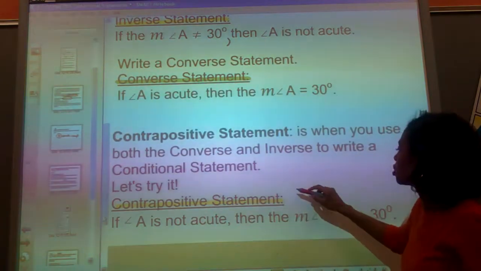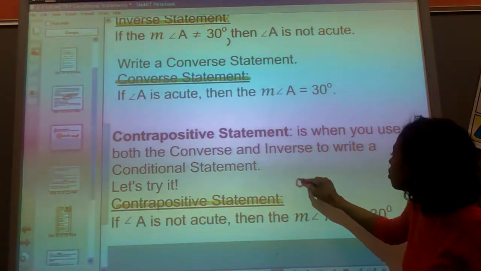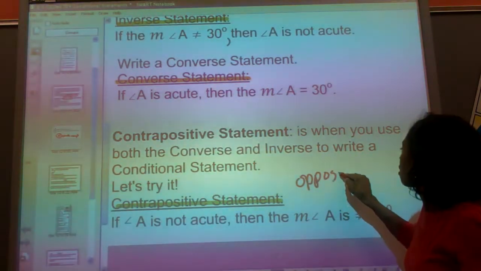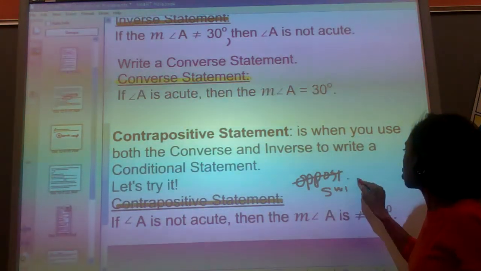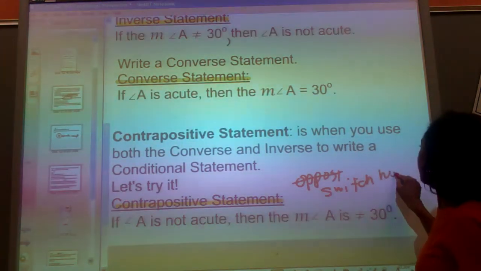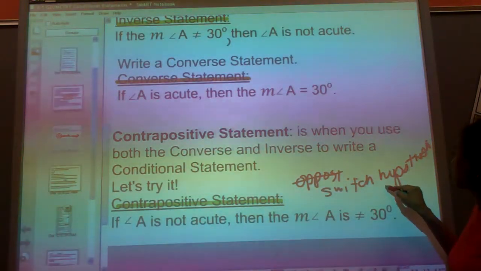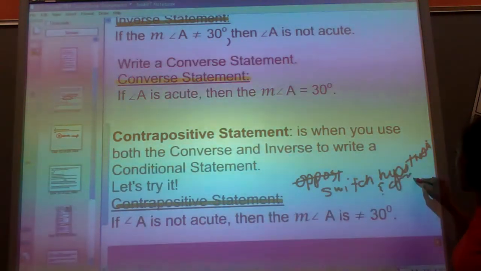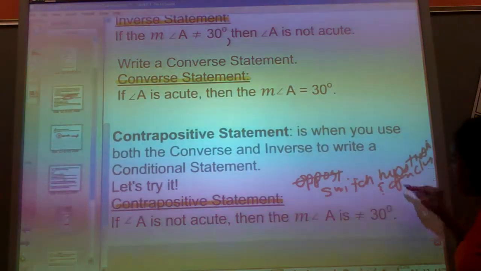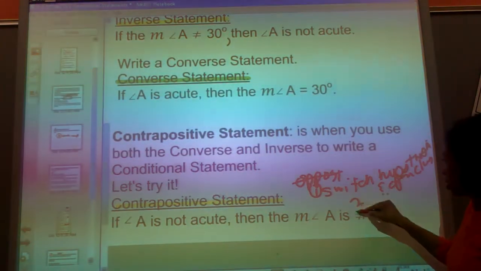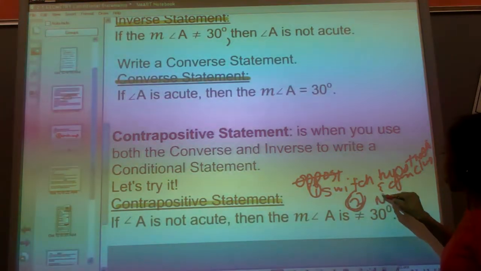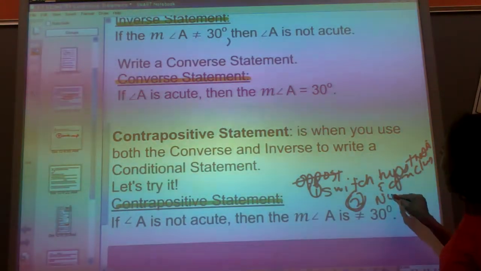So two things contrapositive does. You have to switch. I like switch. Switch the hypothesis and conclusion. And then I also have to do number 2. I have to do negation, or do the not.